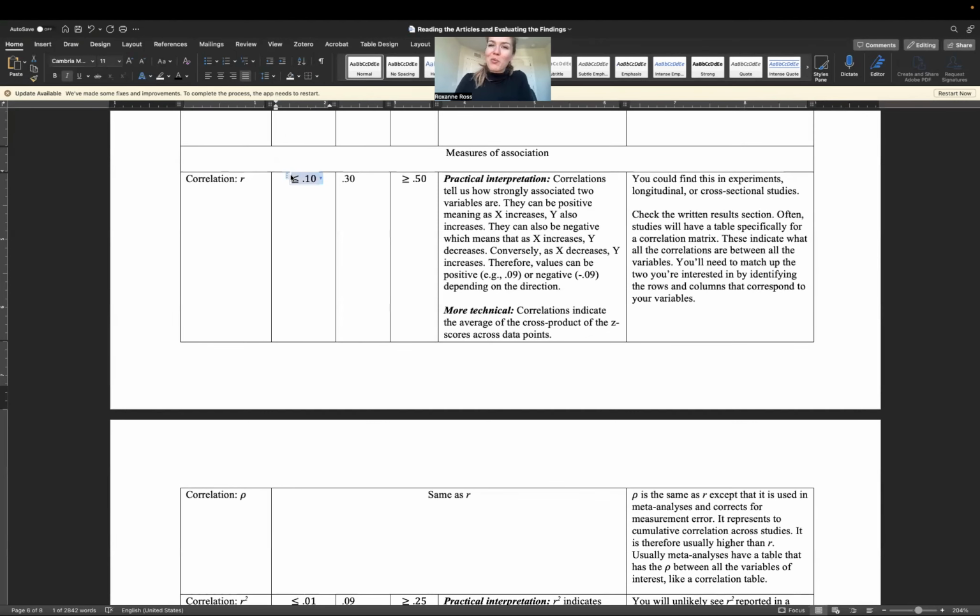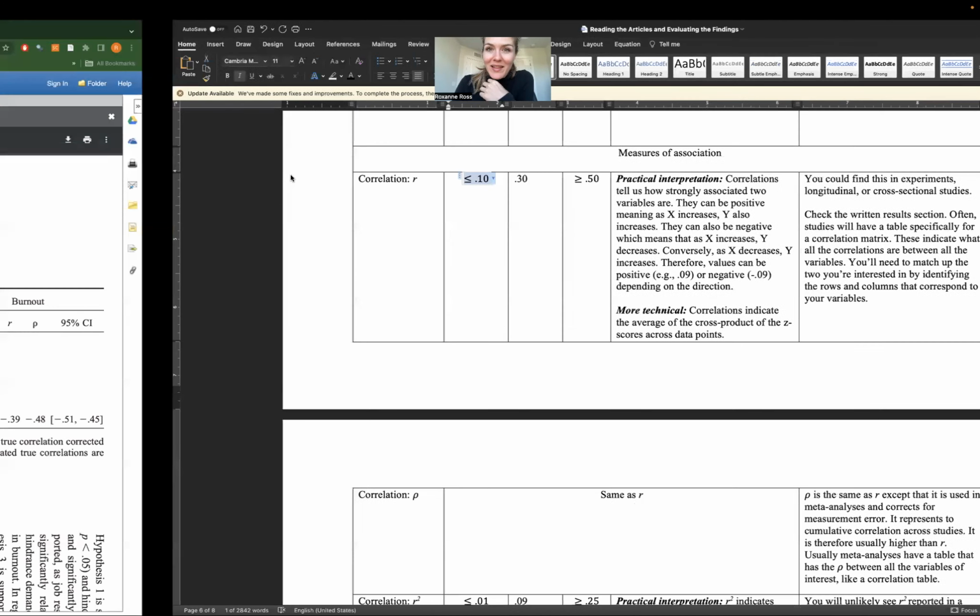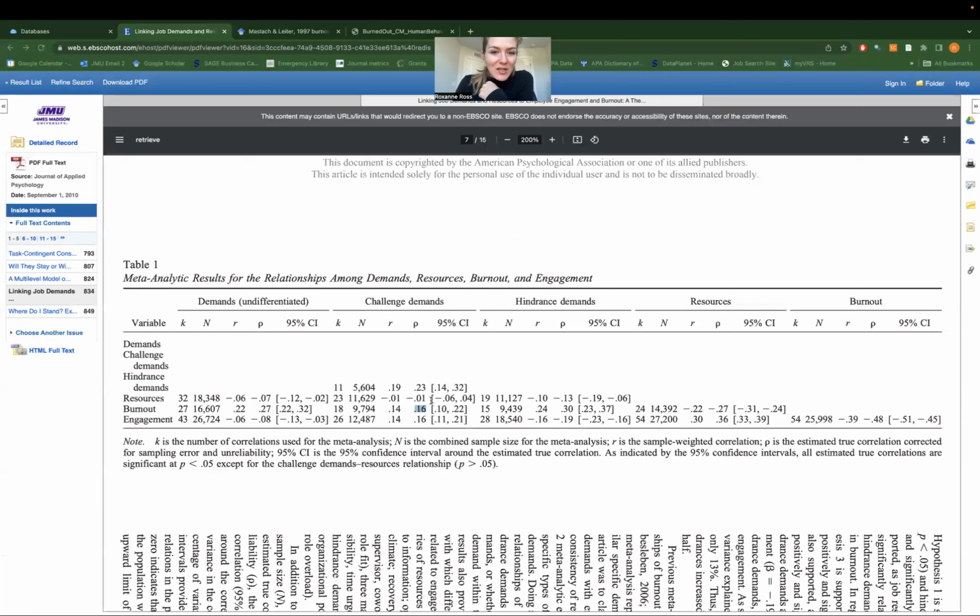So when we break it up into these two different types of demands, the challenge demands are not as strongly associated with burnout as the hindrance demands most likely will be. So that would be something that we would take note of. And we can do the same thing, confidence interval. We're 95% sure that the correlation is between 0.10 and 0.22.